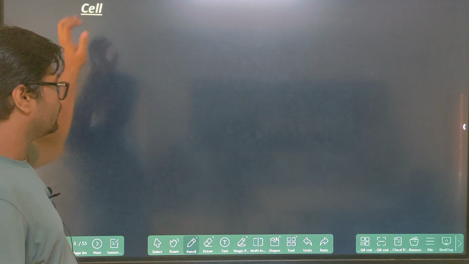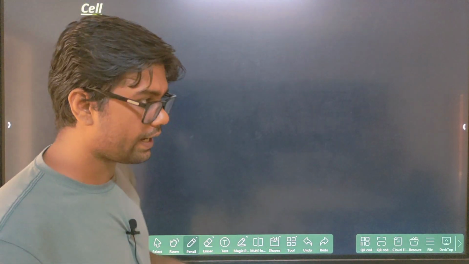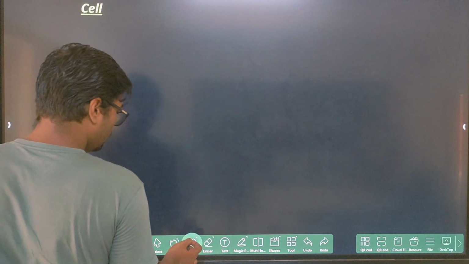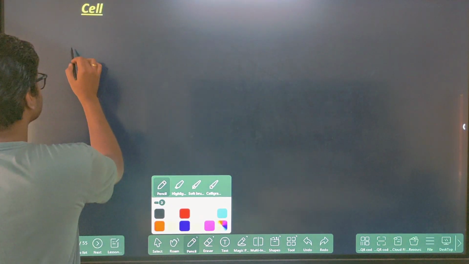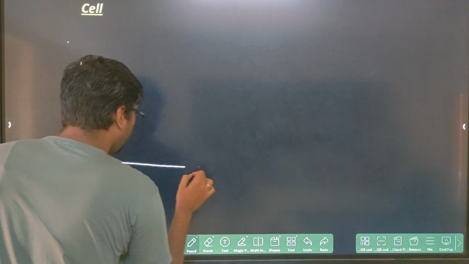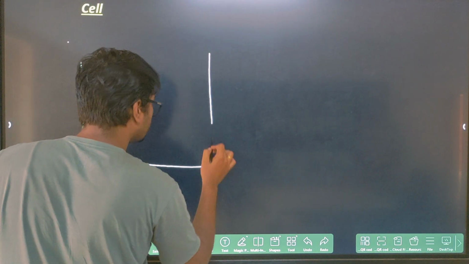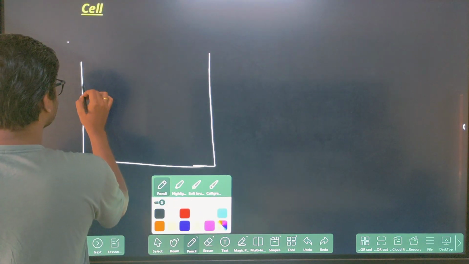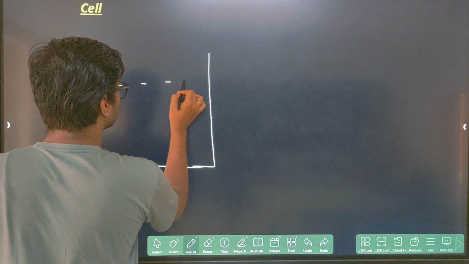Now we'll see how it converts chemical energy to electrical energy. Very briefly we will discuss it here. So to do this, let's take a container and set up the experiment. This is a container, and inside the container there is an electrolyte solution.